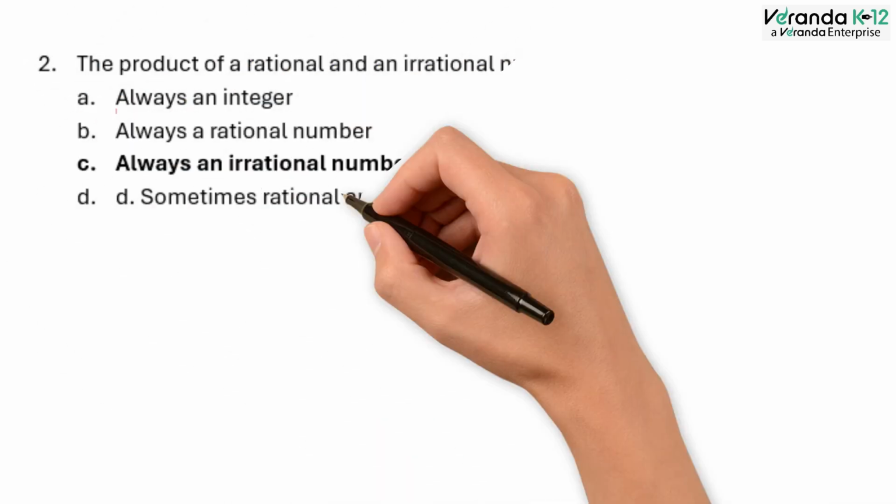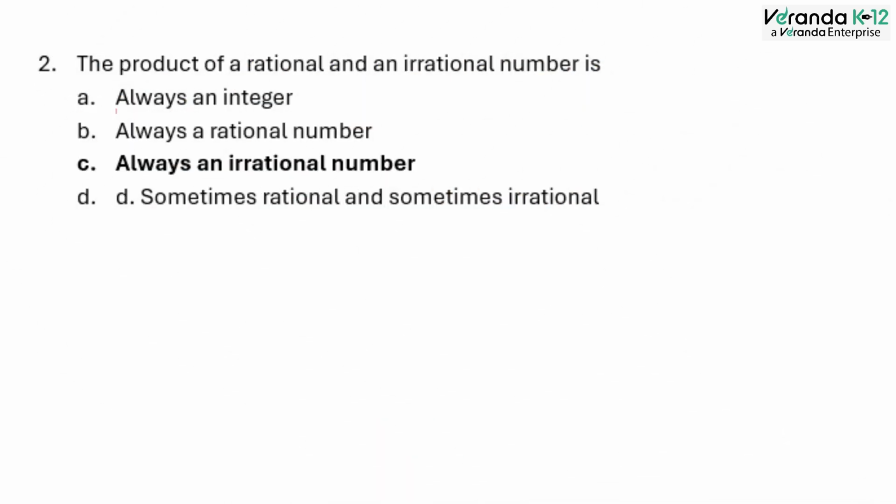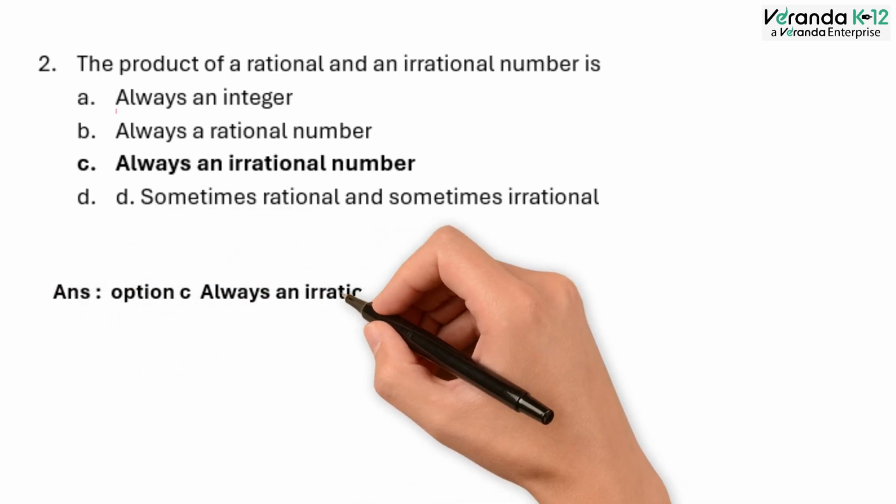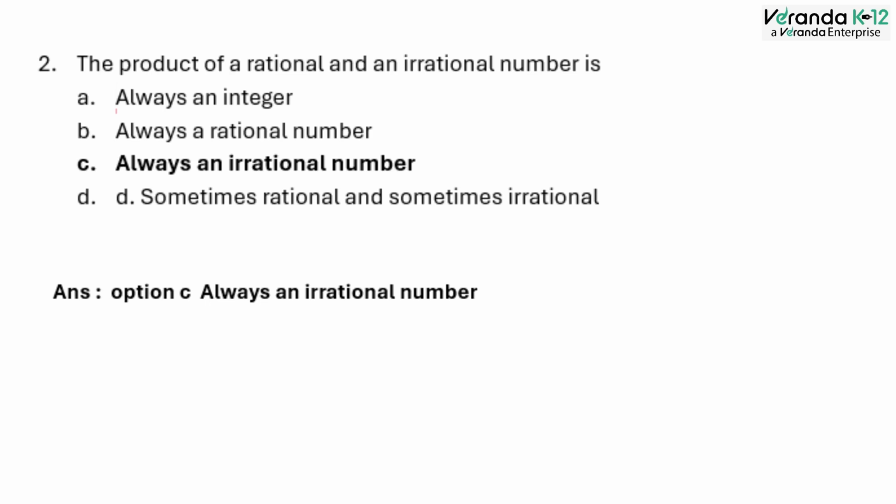Second question. The product of a rational and an irrational number is: option A, always an integer; option B, always a rational number; option C, always an irrational number; option D, sometimes rational and sometimes irrational. The product of a rational and an irrational number is an irrational number. Hence, the answer is option C, always an irrational number.